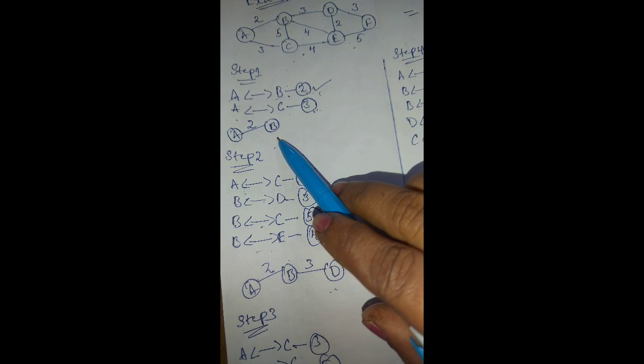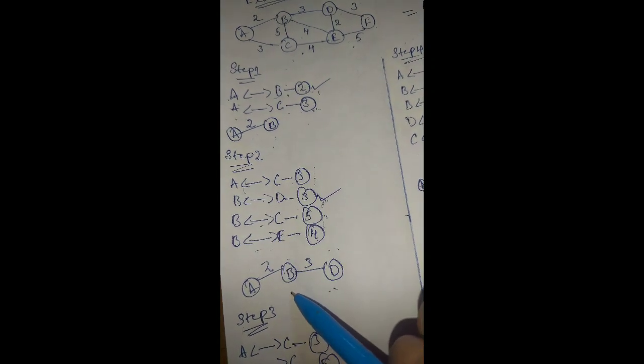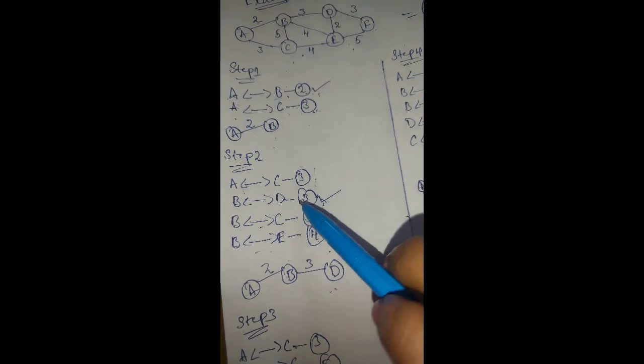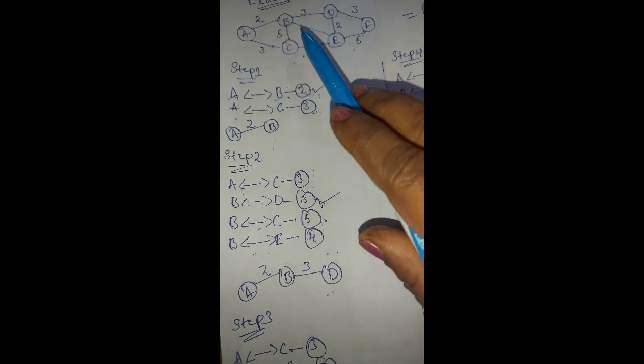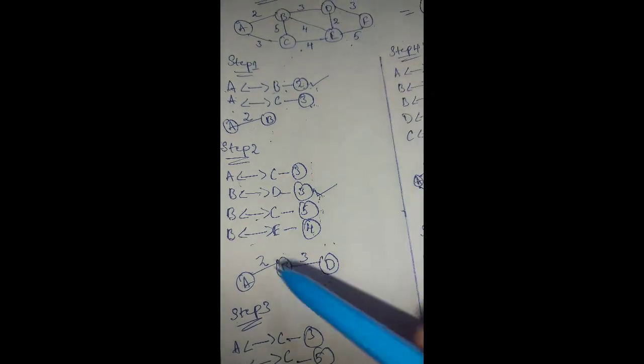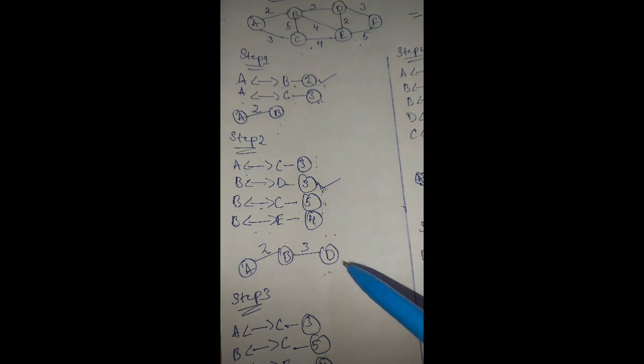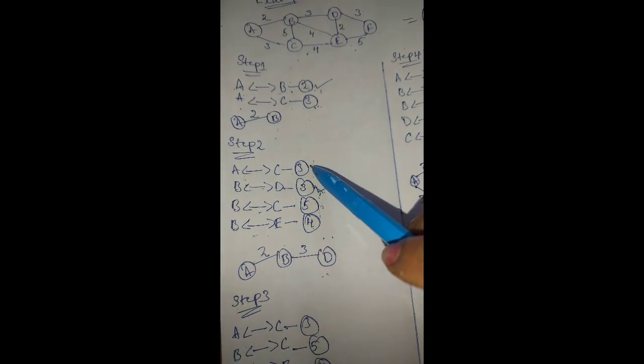So this graph is continuing in the step 2, A to B and B to D. So here B to D. So like this the graph will become. So remaining all, A to C, B to C and B to E, will continue in the step 3.